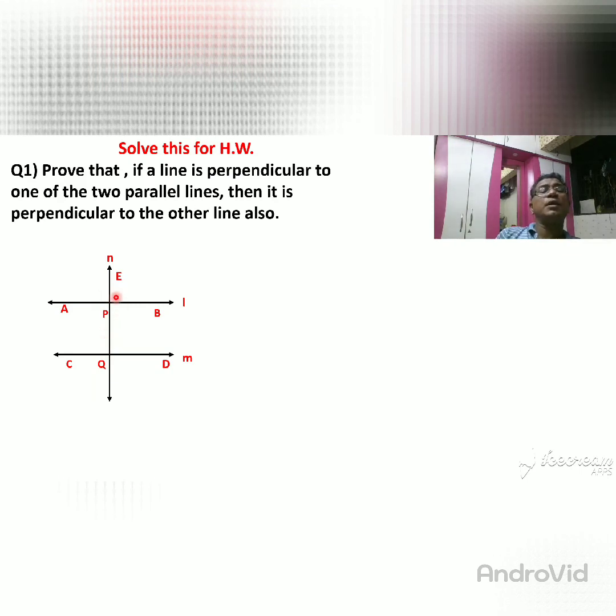It is also possible that for EPB, this P angle is 90 degrees, which we can find by linear pairs. So if EPB, this P angle, is the corresponding angle, then this PQD, this Q angle, is the corresponding angle of this E angle. So if it is 90 degrees, then it is also 90 degrees. So we can prove that the other line is also perpendicular, because here we also get 90 degrees. If you get 90 degrees, then it is perpendicular. Do you understand? In such a way your homework is given to you.